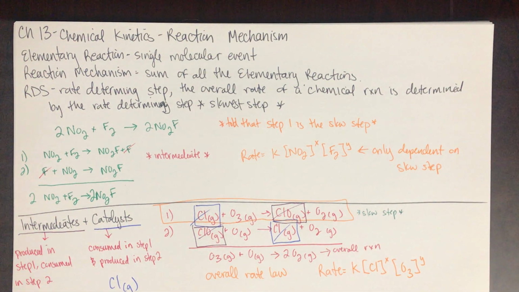So these are some things that you might be asked when asked about reaction mechanisms. You might be asked what's the rate determining step. You would be told that the slow step is the rate determining step. You might be asked to identify intermediates or catalysts. You might be asked to write overall reactions, or you might be asked to write the rate law of the overall reaction.